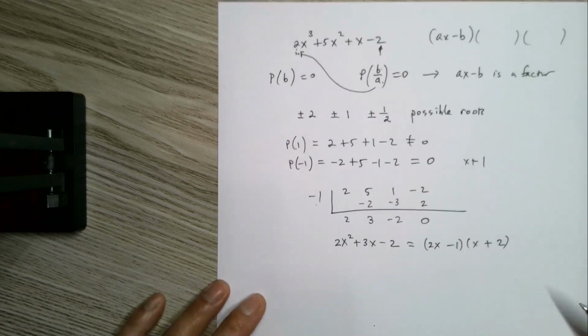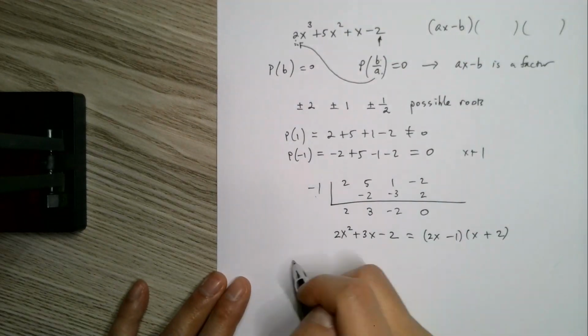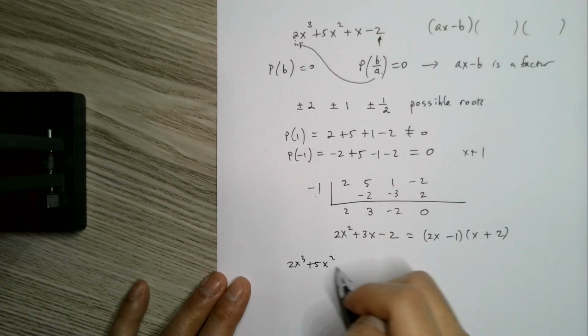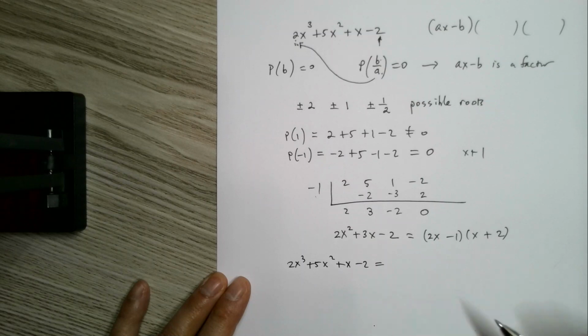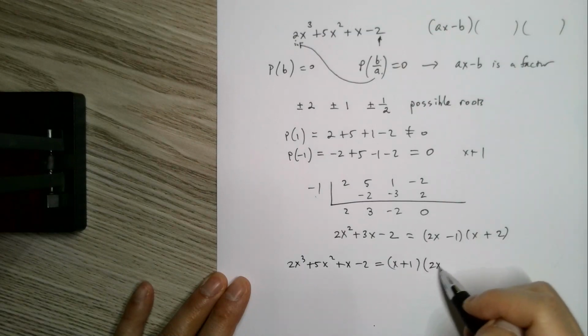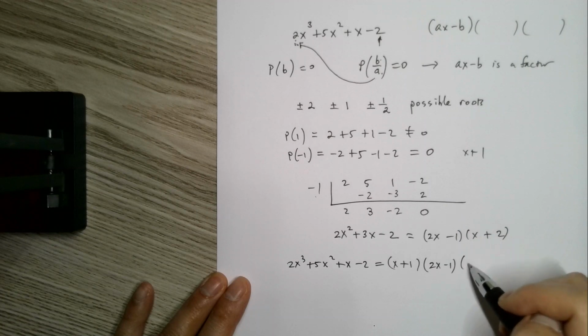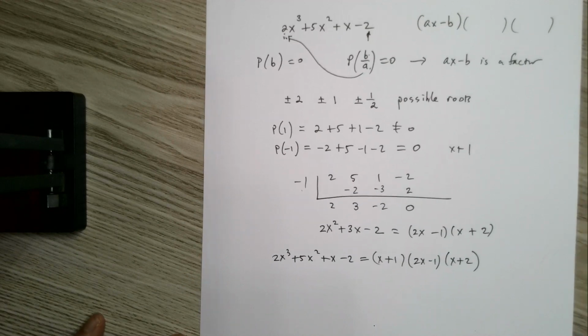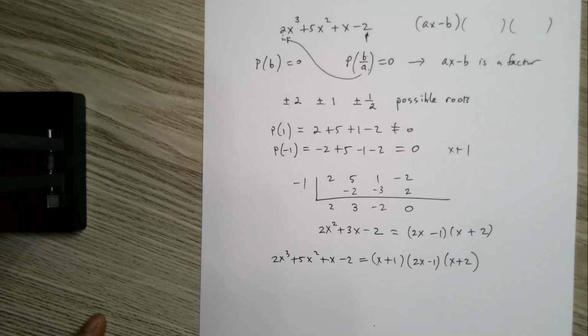So my final factorization of 2x cubed plus 5x squared plus x minus 2 is x plus 1 times 2x minus 1 times x plus 2. Okay? So that's factor theorem and rational root theorem helping you to factor longer polynomials.